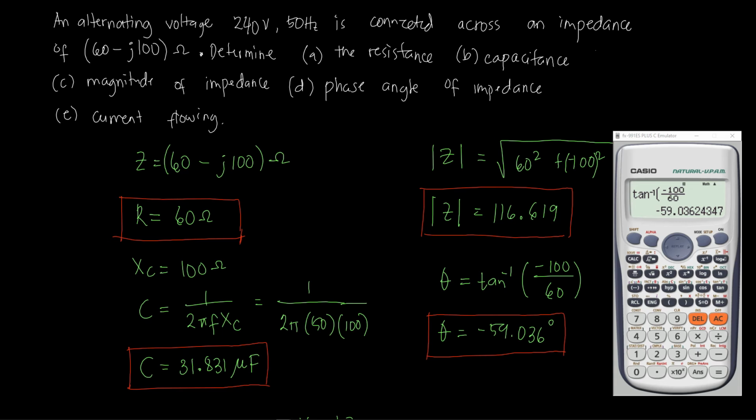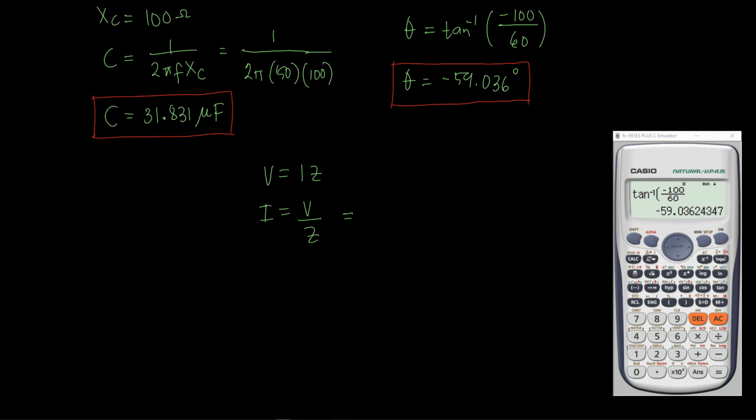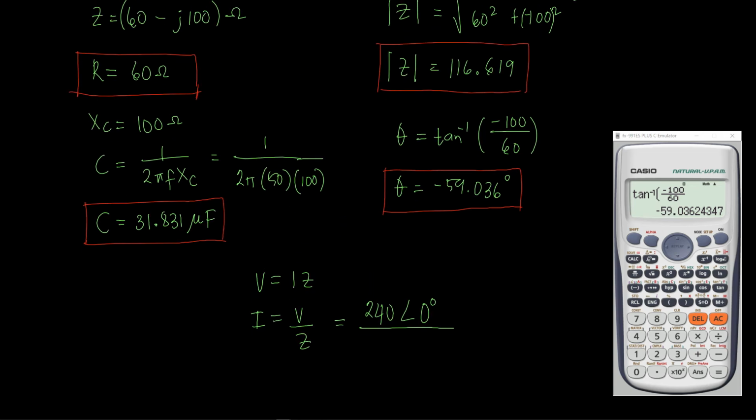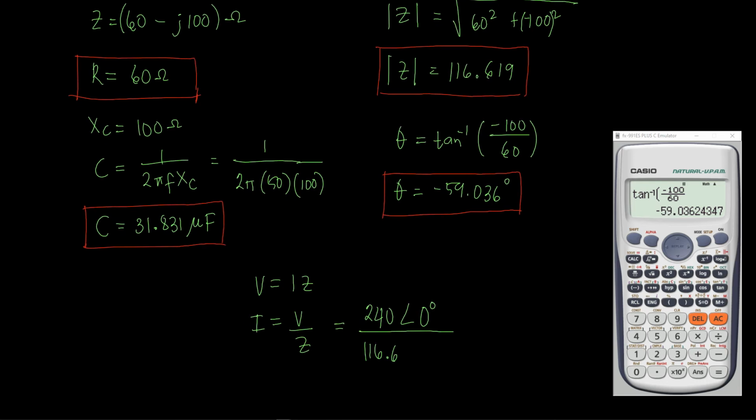No phase angle was given. It is easier to do division in polar compared to rectangular. If we use rectangular, we have to multiply by the conjugate. So we use polar. We have 240 angle 0 degrees, which is why no phase angle was given. Divide by Z, which is 116.619 angle negative 59.036 degrees.